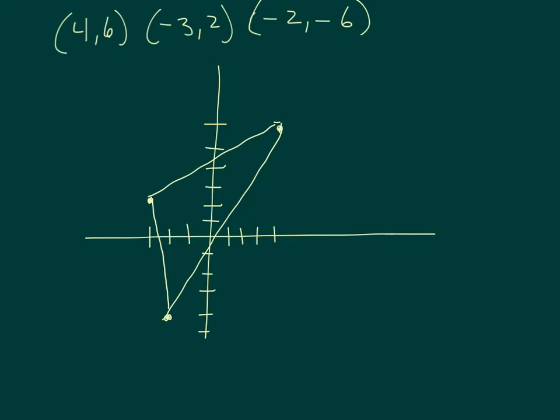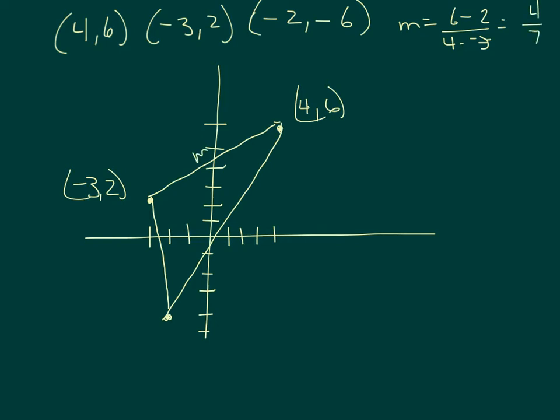Now, I could find the slope from the point -3, 2 and the point 4, 6. My slope then would be 6 minus 2 over 4 minus a -3, which would equal 4 over 7. So the slope of this line would be 4 over 7.